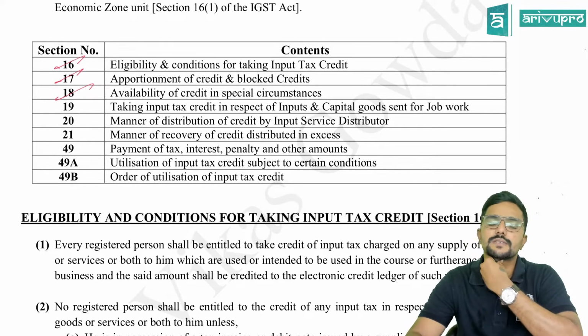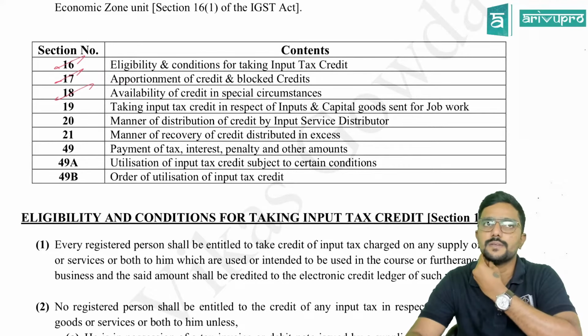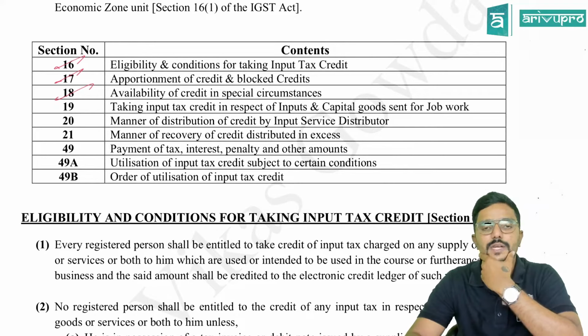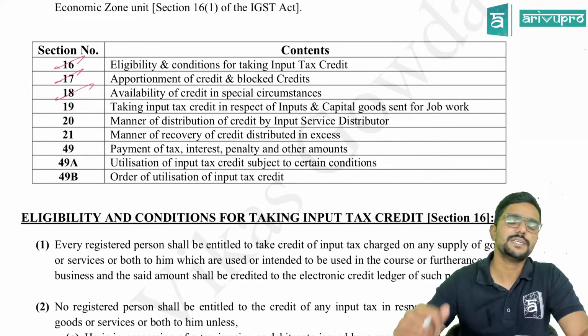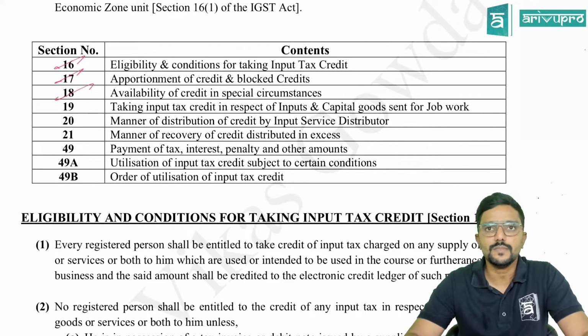There are various special circumstances there. Totally 6 subsections are there under section 18. We have covered this in our previous video. Next, coming to section 19. Write section 19.